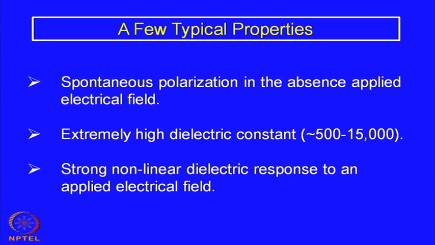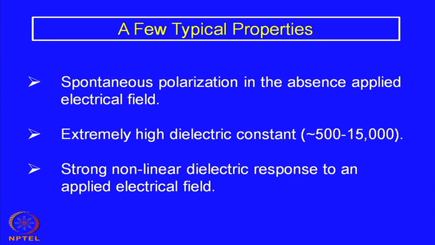Then they have extremely high dielectric constants. That is one of the major characteristics of all ferroelectric materials. They have a very high dielectric constant compared to any other linear dielectrics, and one can make use of them for miniaturization purposes, so that a capacitor can be very thin and tiny. The dielectric constant here has been listed as 500 to 15,000, but under certain circumstances it can be further increased to 30,000, 40,000, and in very special circumstances it can go up to more than 50,000.